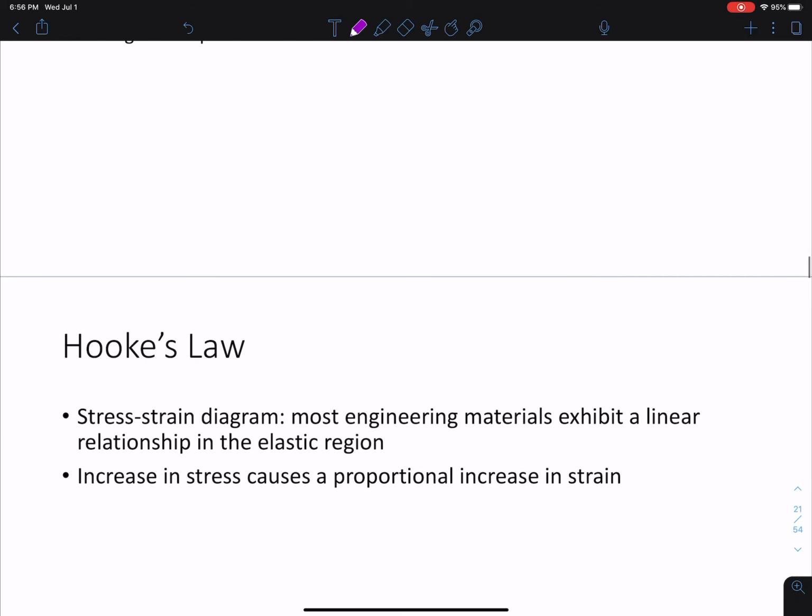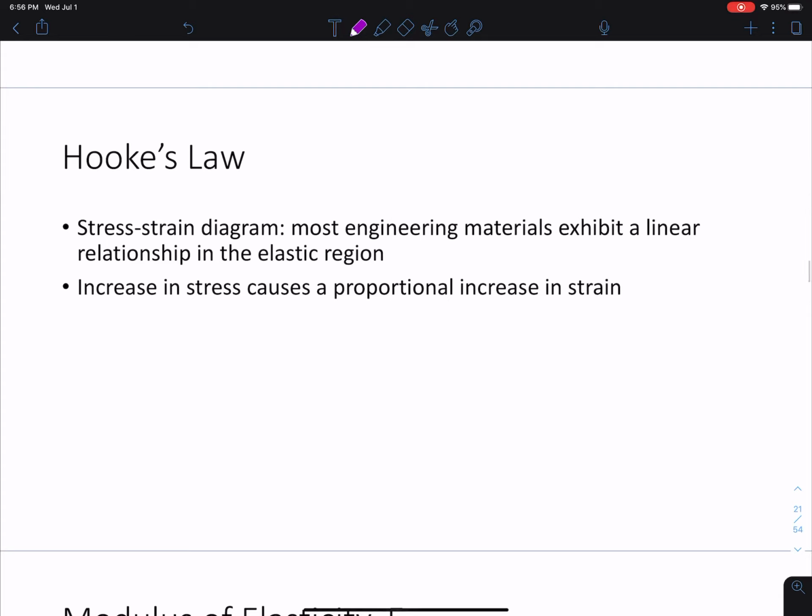Now this is super important. We're going to talk about Hooke's law. Hooke's law allows us to analyze that linear portion of the stress-strain diagram. You might have already seen Hooke's law as F equals Kx for springs. This is one of Hooke's laws, and this is a similar one. It's also a linear relationship, a proportionality: the normal stress is equal to E times epsilon.